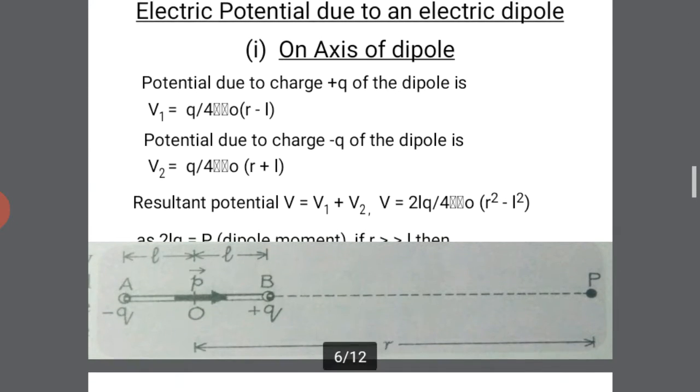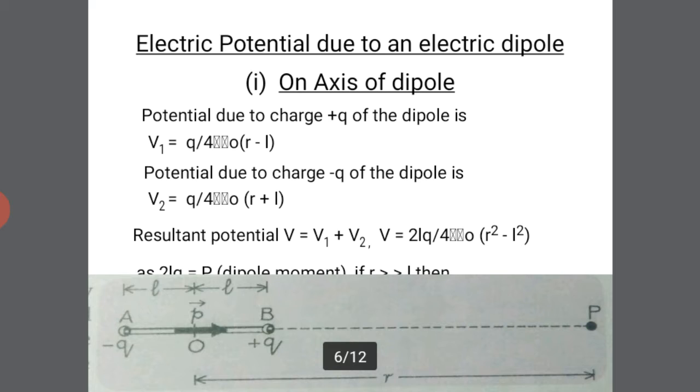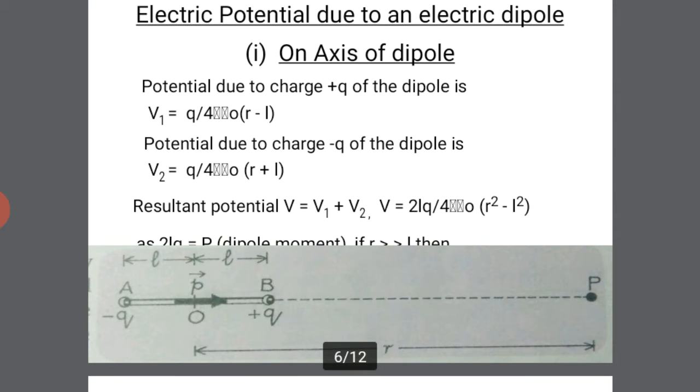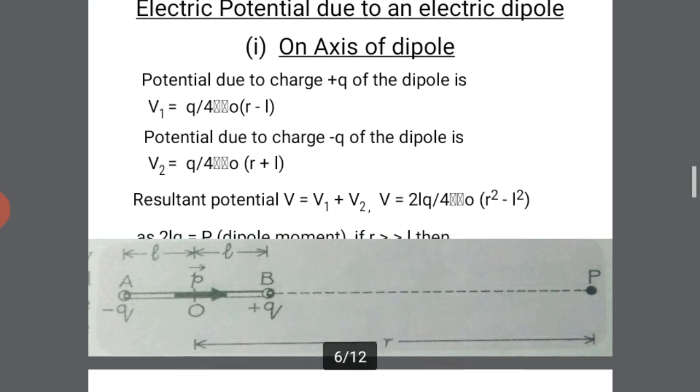Now our next topic is electric potential due to an electric dipole. For this we have two situations. First, on the axis of a dipole. Let AB be a dipole, and from the midpoint of the dipole a point P is situated at distance r.